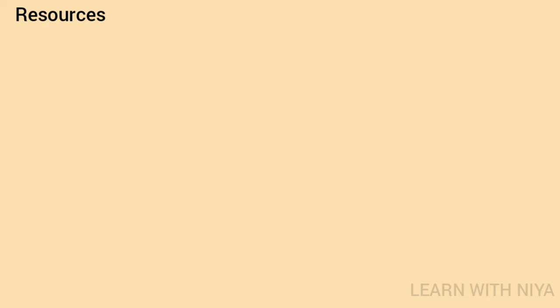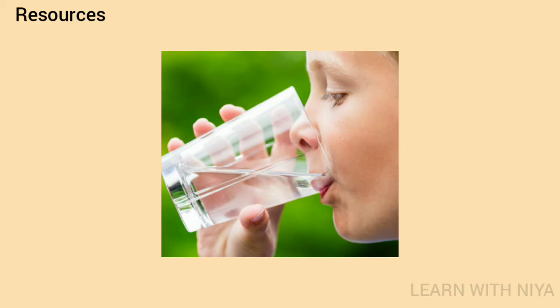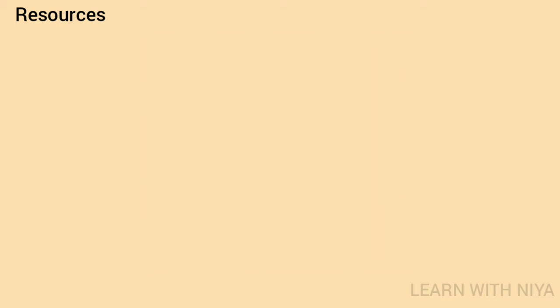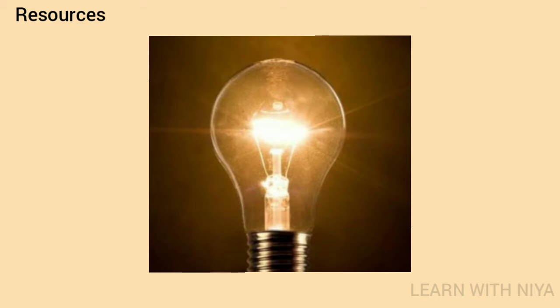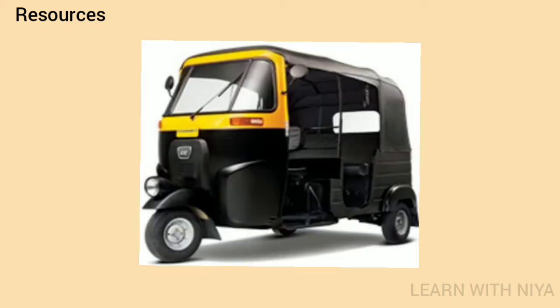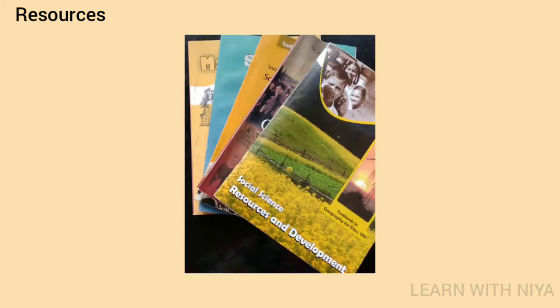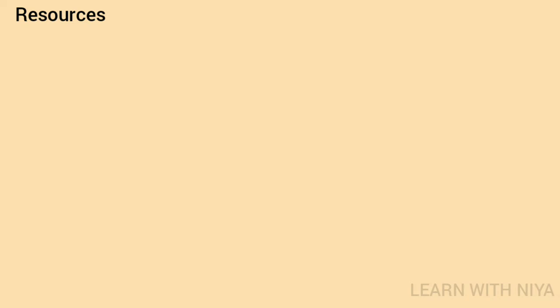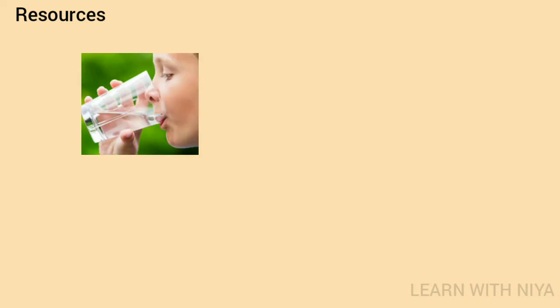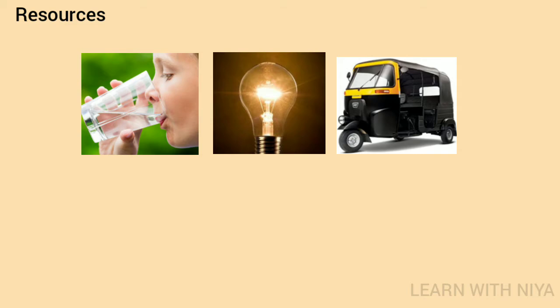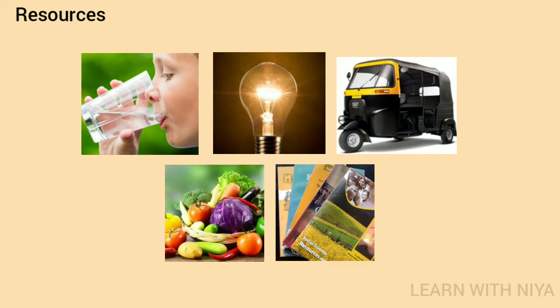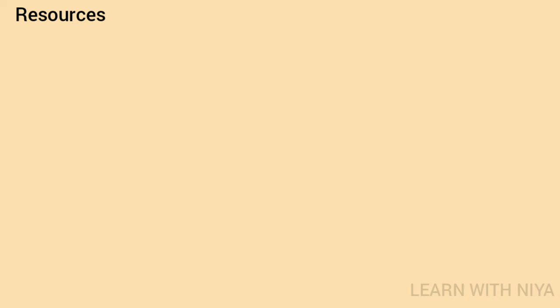You will be able to find many resources in your day-to-day life. For example, the water you drink when you are thirsty, the electricity you use in your house, the rickshaw you use to get home from school, the fresh vegetables you use to prepare food, the textbook you use to study are all resources. So, water, electricity, rickshaw, vegetables and textbooks have something in common. These things are all used by you, so they have utility.